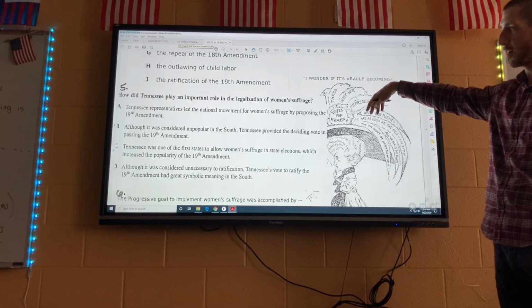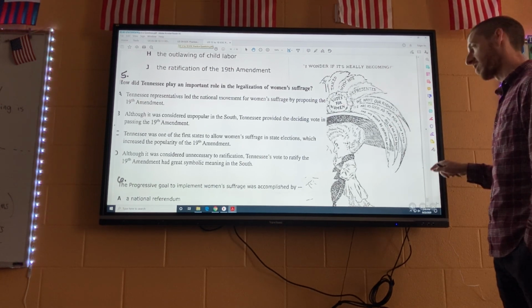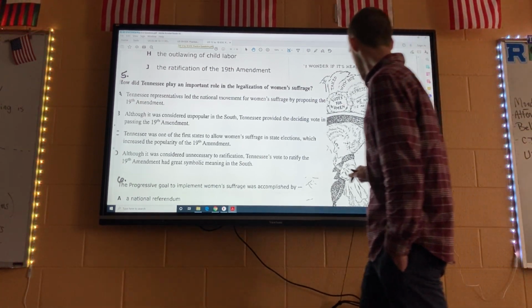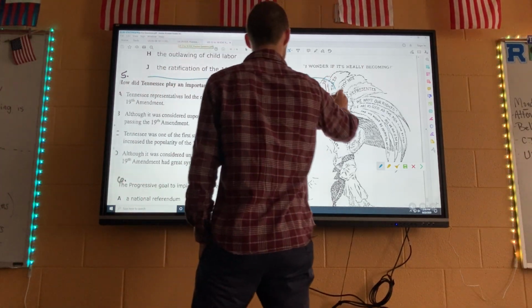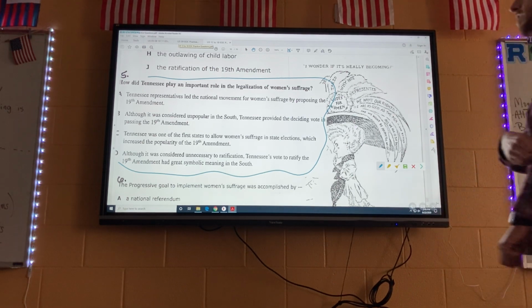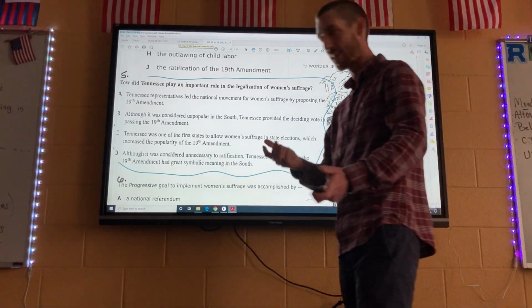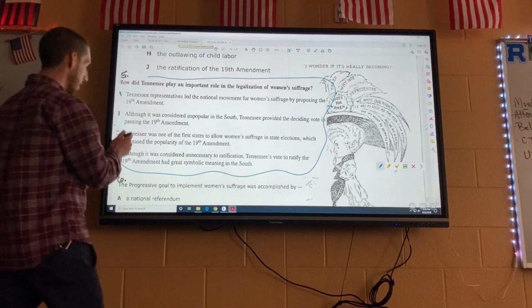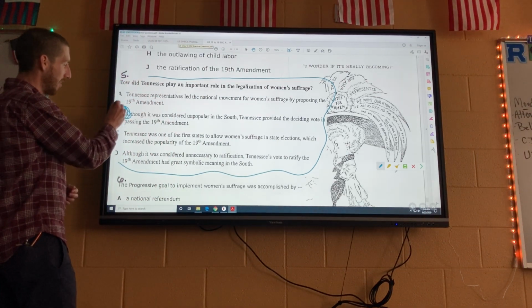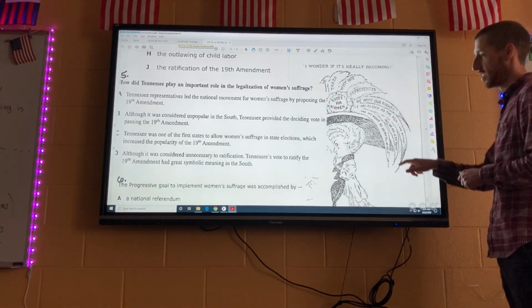All right, this cartoon goes with the last question, which is down below. But let's just take a look at number 5. Let me outline it so that way you can see it well enough. Okay. How did Tennessee play an important role in the legalization of women's suffrage? Remember, Tennessee was the perfect 36, which means it provided the deciding vote to pass the 19th Amendment, and it got that nickname, the perfect 36. So 5 is B on that one. And last one, yeehaw!